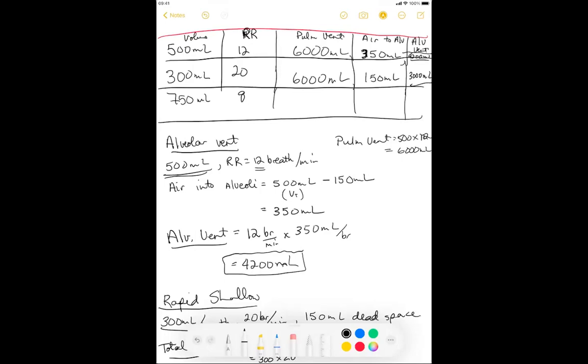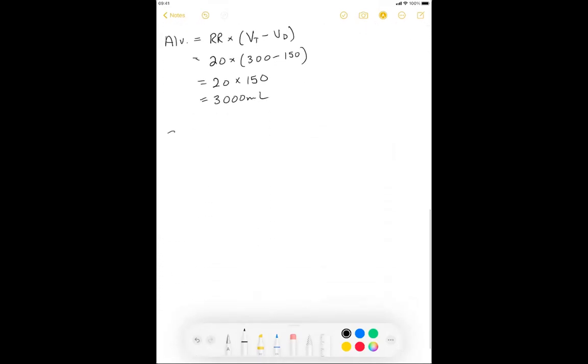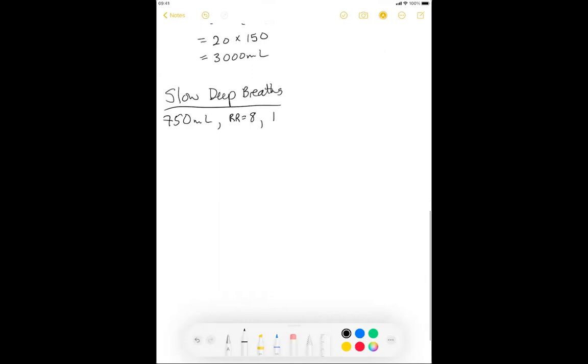So then let's look at the last example of our slow, deep breaths, where the volume we're taking in per breath is 750 mils. Our respiratory rate is 8 breaths per minute. Oh yeah, and our dead space is always the same. Dead space is 150 mils. That doesn't change.